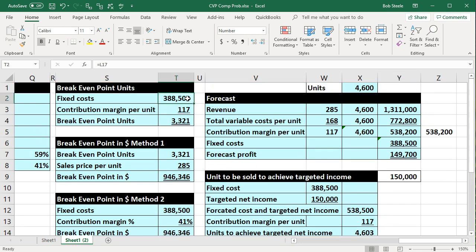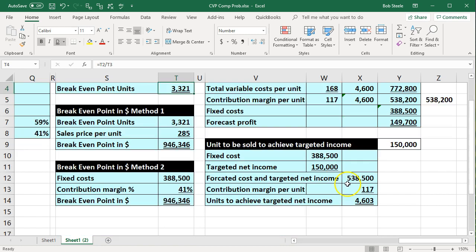If we have the fixed costs, that's the fixed cost. This is how much money we're making each time we sell something over and above the variable costs. Then we have to divide this into that to get how many units we need to sell. Well, if we need a profit in addition to the fixed cost of 150, this is the fixed cost plus the profit we want to get to, the net income, and that would be the fixed cost plus the profit. This is how much we get with each unit sale after variable costs. And if we divide that in, that means we have to sell 4,603 units.